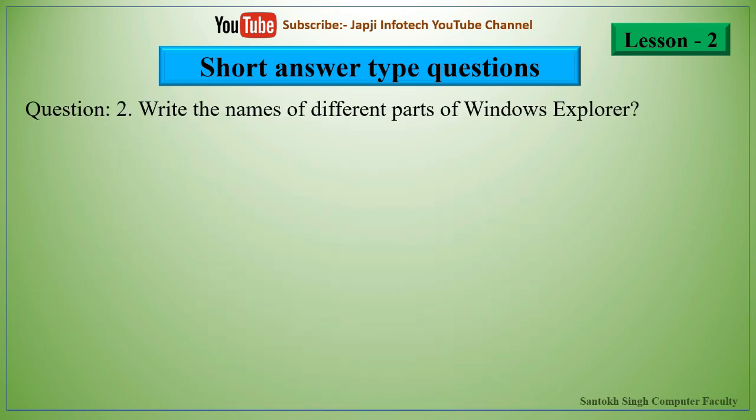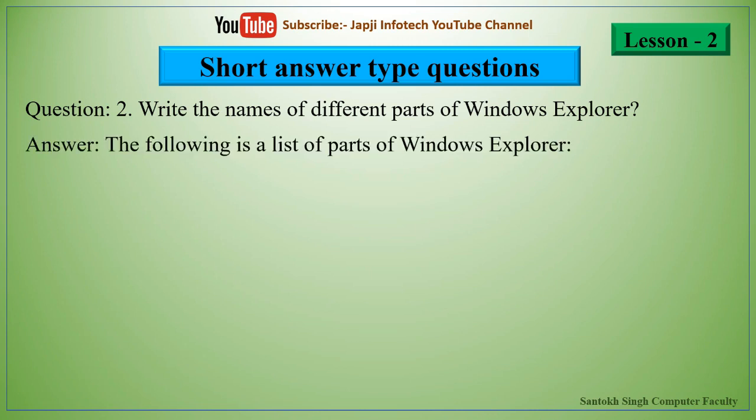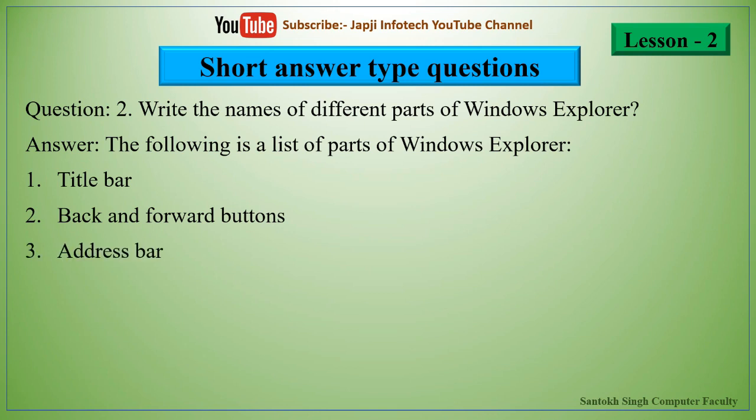Our second question is: write the name of different parts of Window Explorer. The following is a list of parts of Window Explorer. First one is title bar, second one back and forward button, third one address bar, fourth one search box, fifth one menu bar, sixth one toolbar, seventh one status bar.